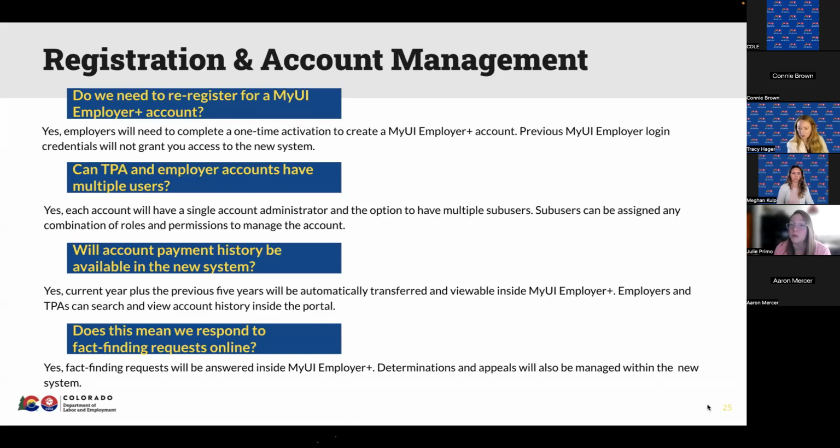Determinations and appeals will also be managed within the new system. So you can, if you need to, file an appeal right in the system and type all of your information in, and you can see it. And you can also, if you want to revoke your appeal, if it's within the certain time frame and it hasn't moved to an appeal status where it's scheduled, you'll be able to revoke that appeal if needed.